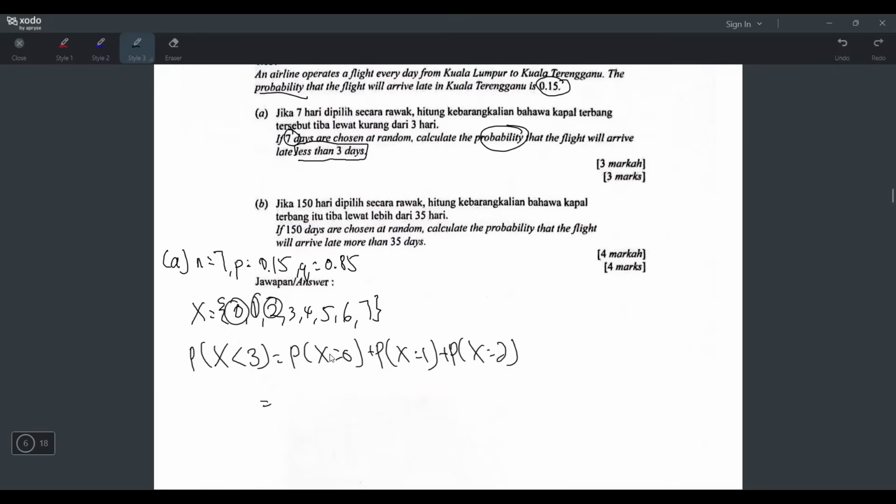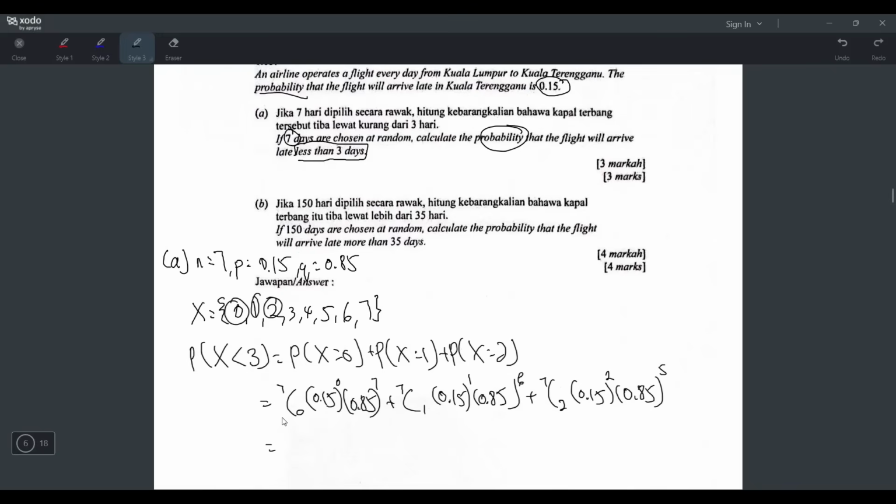It will be nCx. So 7C0, bracket, bracket. The first bracket is p, 0.15, the second bracket is q, 0.85. For the power here, it will be the same as the number down here, and then the power here will be top minus bottom, so 7 minus 0, 7. Plus, next one, same thing, 7C1, bracket, bracket, like just now, 0.15, 0.85. Power here is the same as the number down here, 1, and the power here will be 7 minus 1, 6. Plus 7C2, bracket, bracket, first bracket is p, 0.15, this one is q, 0.85. Power here is the same as down here, and 7 minus 2 will give you 5 here, right?